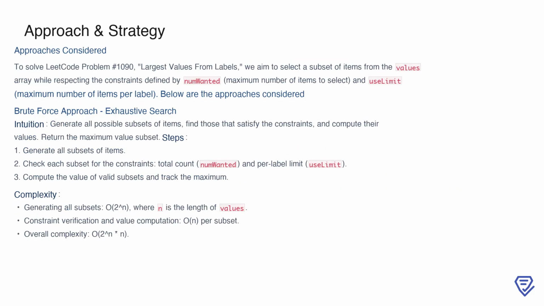To solve the problem of selecting the largest values from labels while respecting constraints, we first consider the brute force approach. The idea here is to generate all possible subsets of items from the given array of values. For each subset, we check if it satisfies the constraints. The total number of items selected should not exceed numWanted, and the number of items per label should not exceed useLimit.